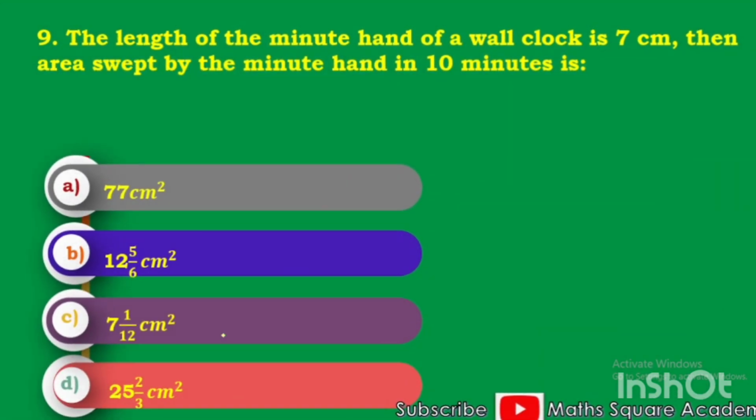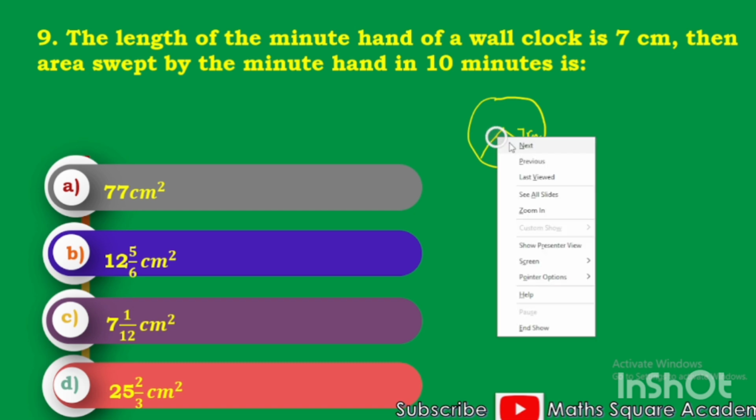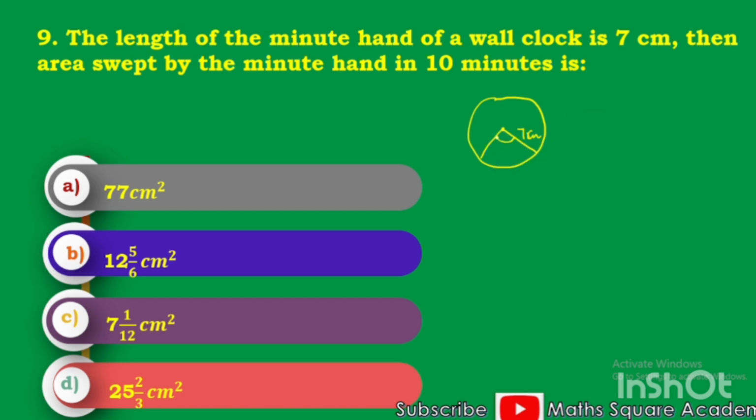Next question: the length of the minute hand of a wall clock is 7 cm. A wall clock will be in a circle, so this is the center, and this is the radius, that is the minute hand, 7 cm. Then you have to find the area swept by the minute hand in 10 minutes. Assume that this much it will move in 10 minutes. So you have to find the area of a sector.